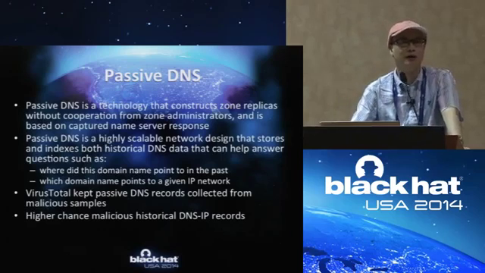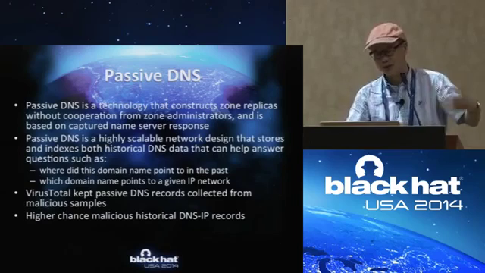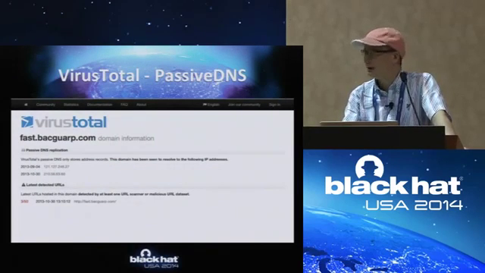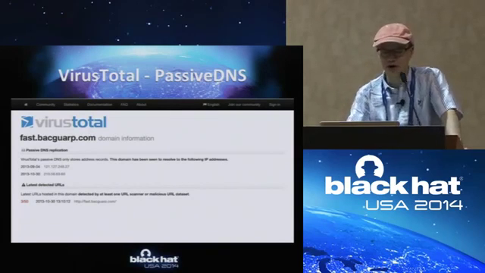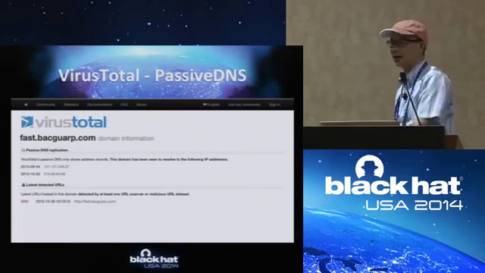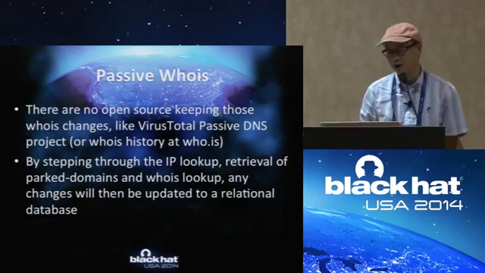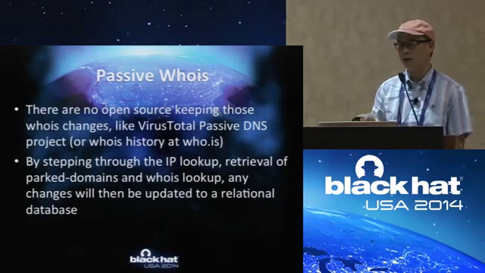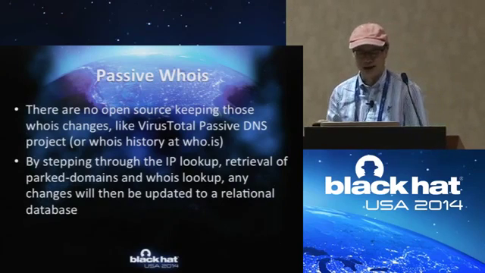So I pick VirusTotal because they provide me an API. They don't charge me a lot. And actually, they don't charge me. I'm not querying that much. This is one of the examples, the DNS, the fast BACGOLP.com that I got on the first sample, and you will find two IP addresses below that with a particular time. So I try to find passive whois, but not successful, and I have some whois history from who.is.